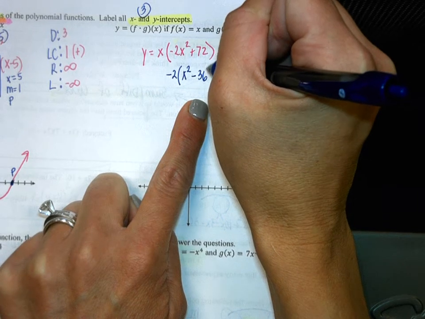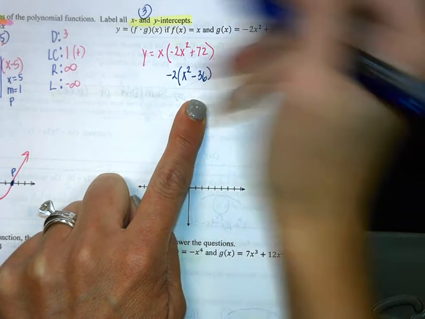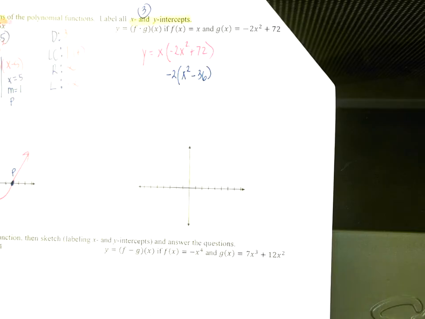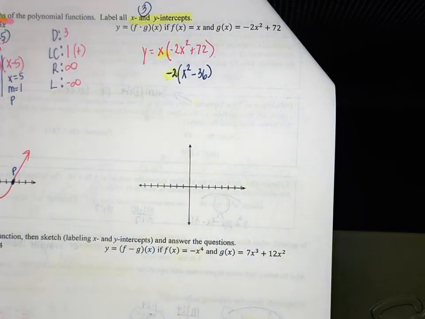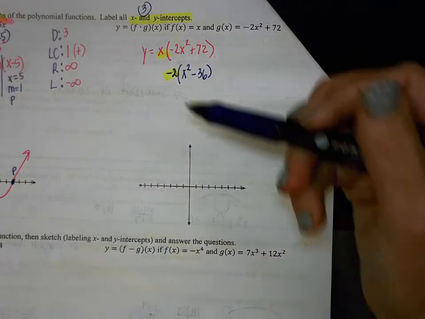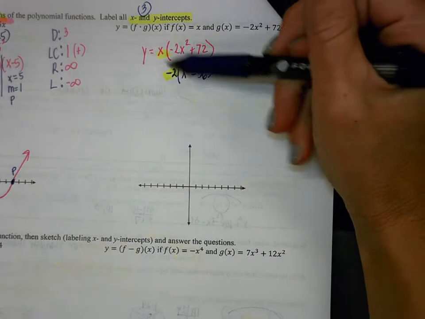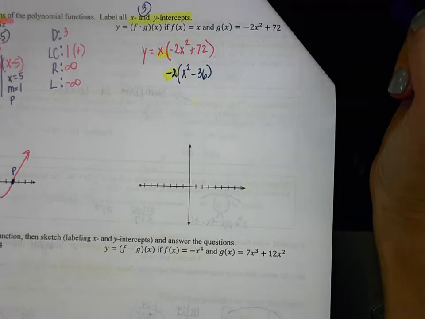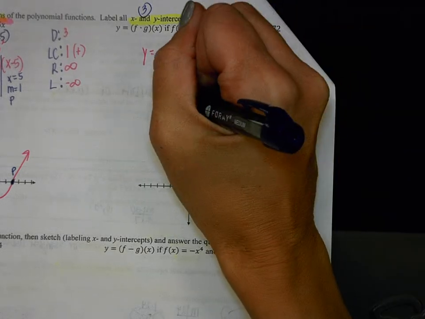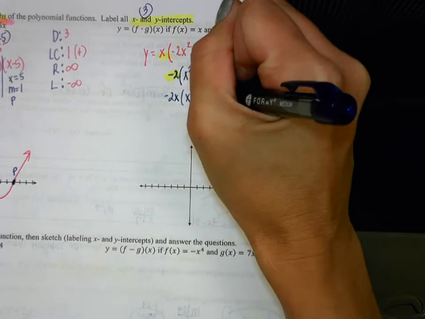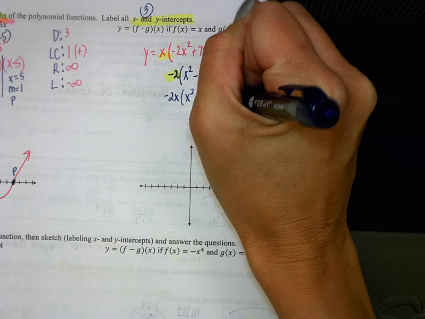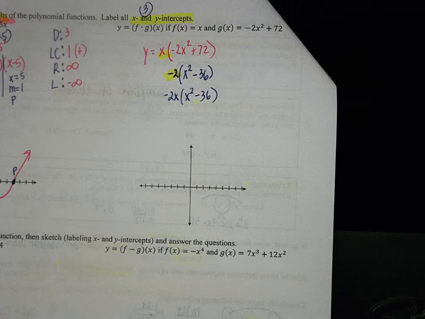Okay, do you notice here how we have the x and then we also have the -2? Anytime you end up having two different factors, two different GCFs, we just multiply them together. So we end up with -2x, x squared minus 36. Okay, can either of these be factored any further?